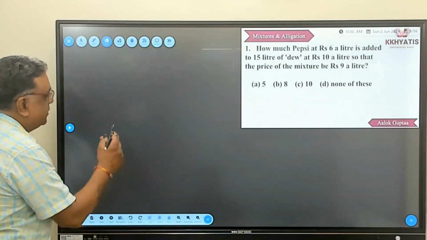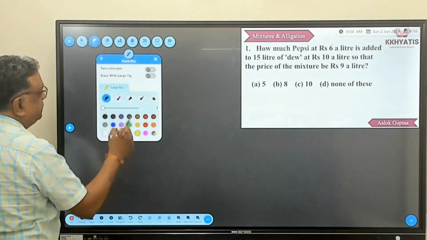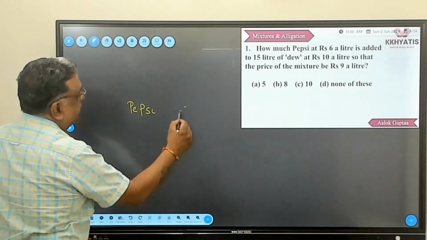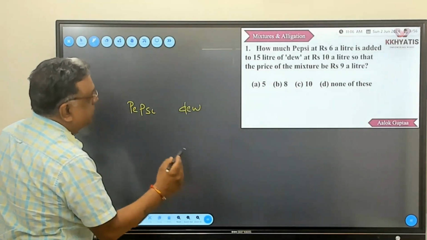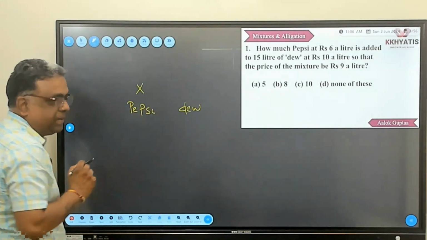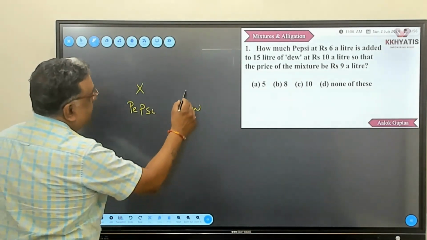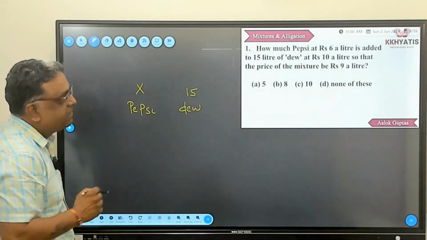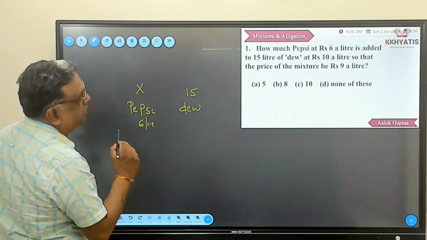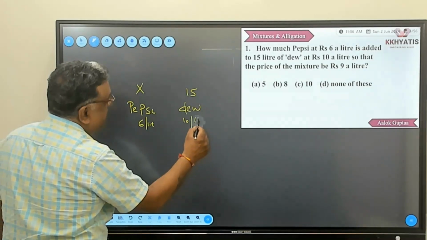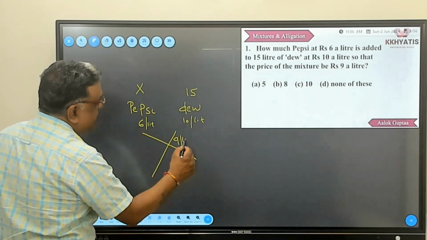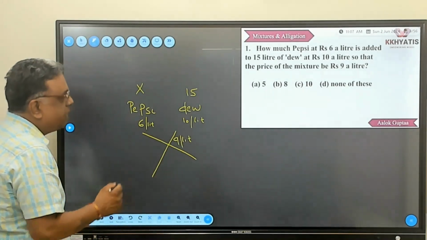So let us write Pepsi here, and here it is Dew. I do not know the quantity of Pepsi, which I will assume as x, and I have been given the quantity of Dew as 15 liters. The cost is 6 rupees per liter here and 10 rupees per liter here. When they are mixed, the average cost comes out to be 9 rupees per liter. I have been asked what this quantity is.